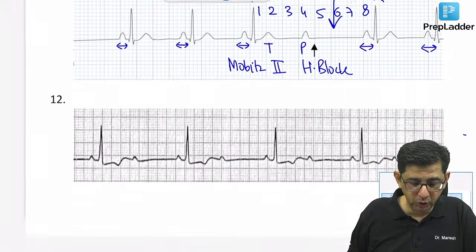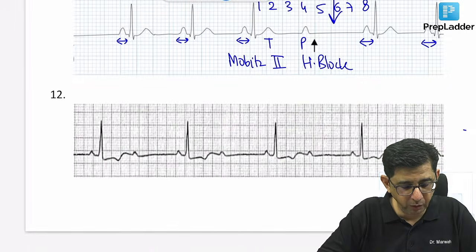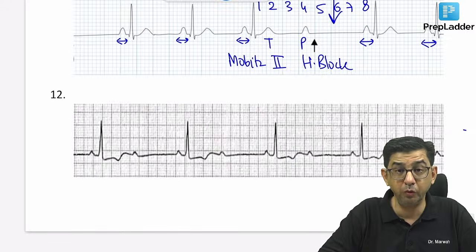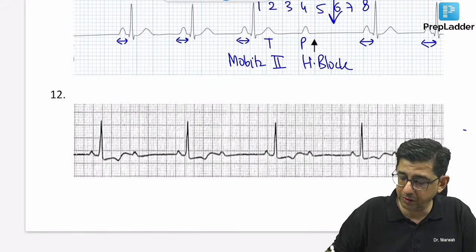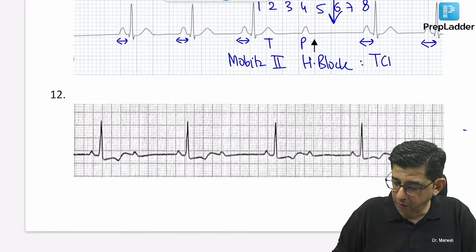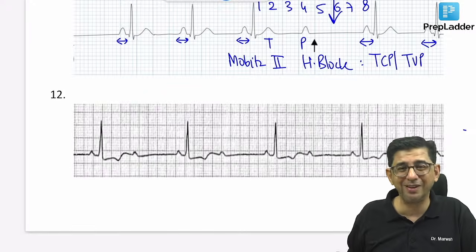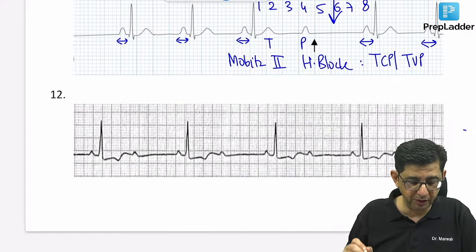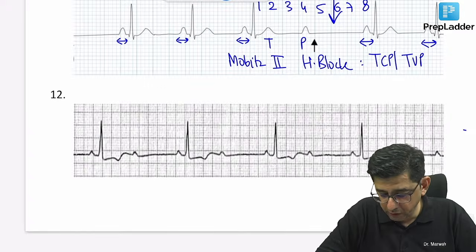Okay, moving to the next one. Yeah, TCP would be required in that. Transcutaneous pacer would be required after atropine. In fact, most patients of Mobitz 2 heart block would be requiring a TCP or a TVP. That's a transcutaneous or a transvenous pacemaker. Okay, cool. Let's move on to the next one.